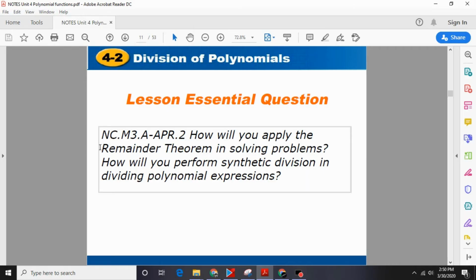Hello everyone. Today we're going to be looking at the division of polynomials. How can we apply the remainder theorem when we're solving problems? And also looking at synthetic division when we are talking about dividing polynomial expressions.